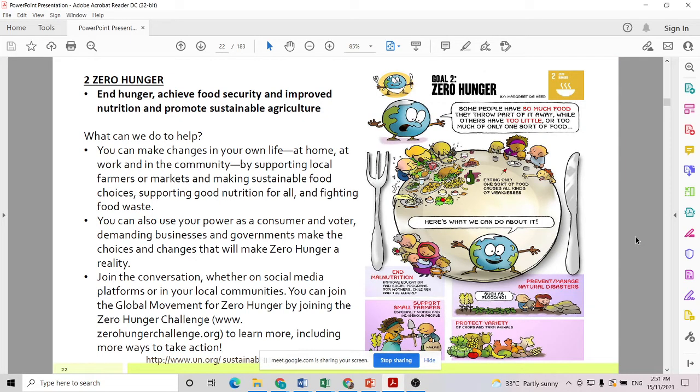And then we have zero hunger. Okay, so when we talk about poverty, kemiskinan, we also have zero hunger, which means kebuluran, hungry. So what can we do to help? You can make change in your own life, at home, at work, and in the community by supporting local farmers or markets and making sustainable food choices. Which means that you are supporting good nutrition for all and fighting food waste.